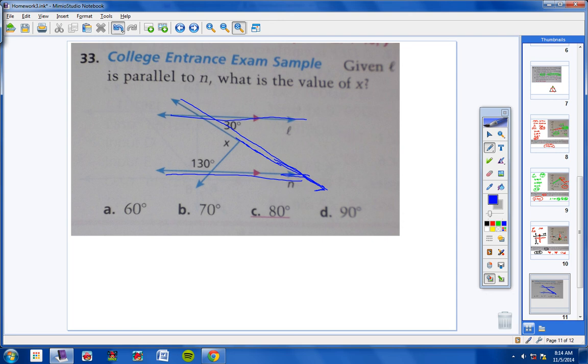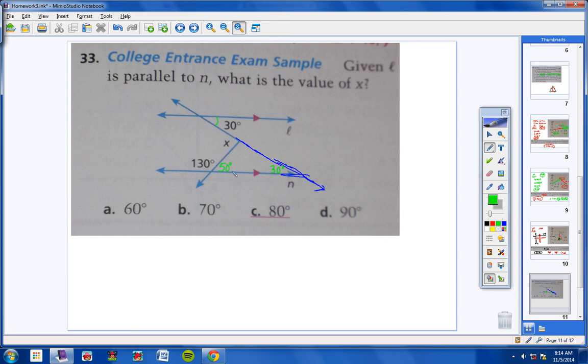Okay, got it? So alternate interior angles are congruent. So if this angle here is 30, this angle right here has to be what? 30. Booyah. Now, see this straight angle right here with the line coming off of it? That means this angle here and this angle here are a linear pair. They have to add up to 180. So this angle here would be 50.